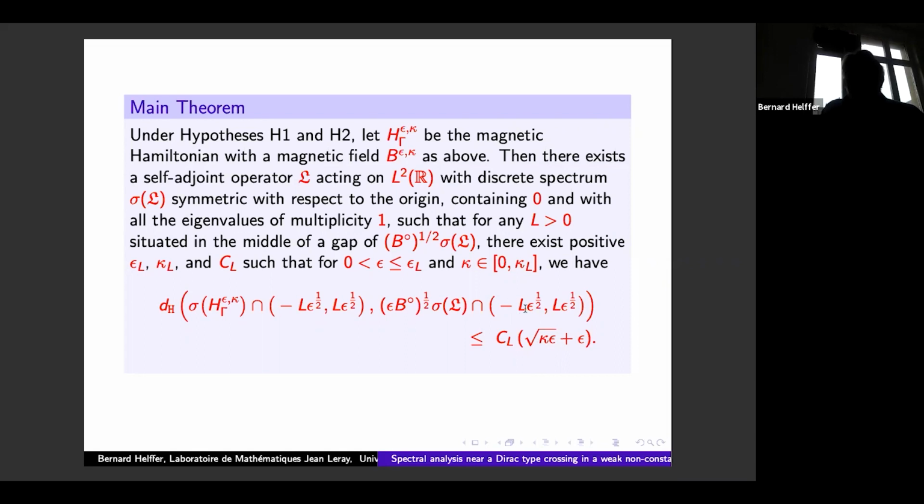Of course, it's only satisfactory in some given interval minus L epsilon to the one half, L epsilon to the one half. That is, the epsilon small enough depends on L. And so you just control the perturbation in a rather small neighborhood of zero.